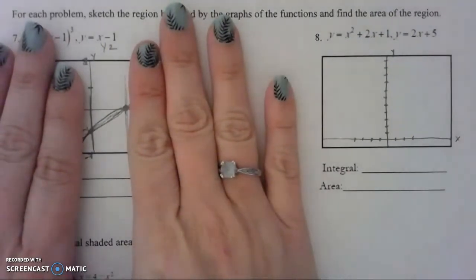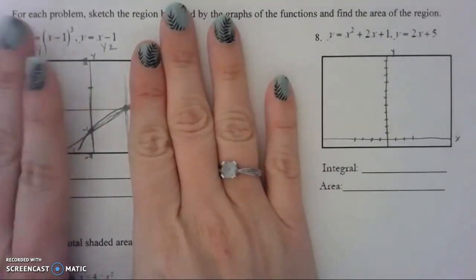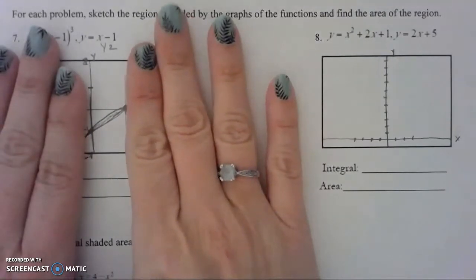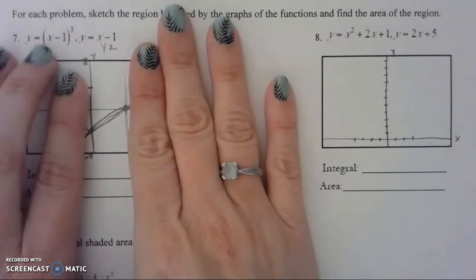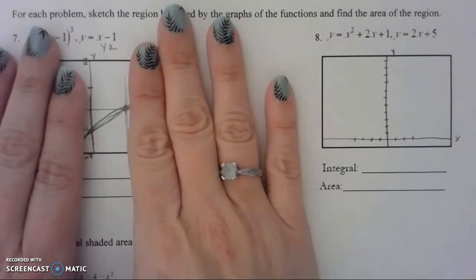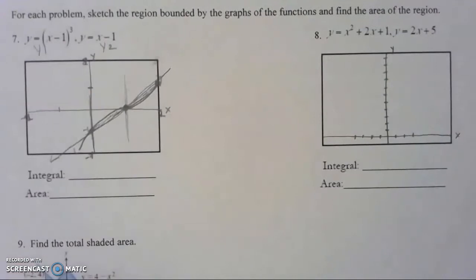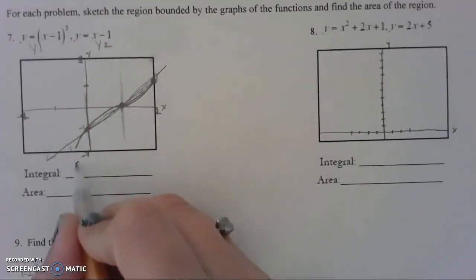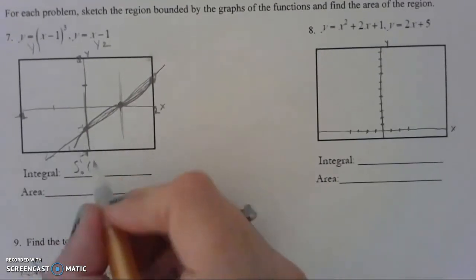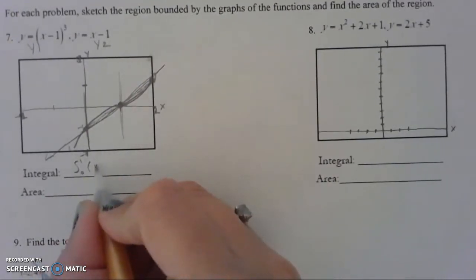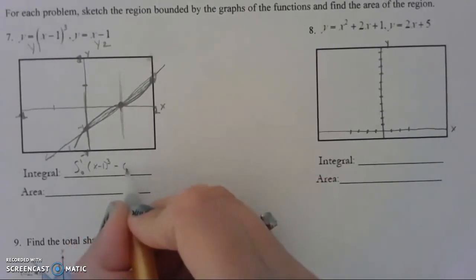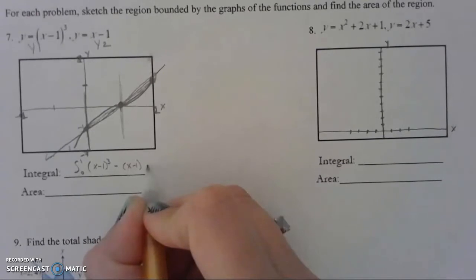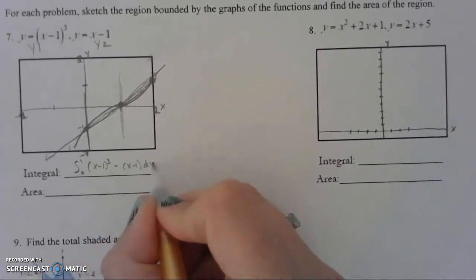So on just this first piece, if I'm only looking at this part of the function, my lower limit is 0, my upper limit is 1, and the top function is my cubic function, and the bottom function is the linear function. So when we write out that integral, it's going to look like this. From 0 to 1, the top function, (x minus 1) cubed, minus the bottom function, (x minus 1), with respect to x.